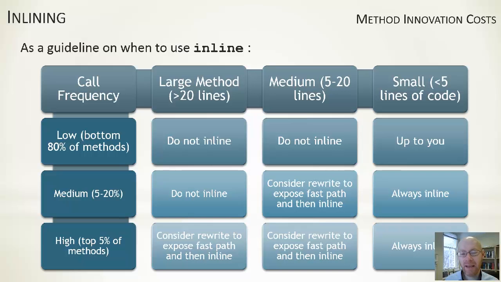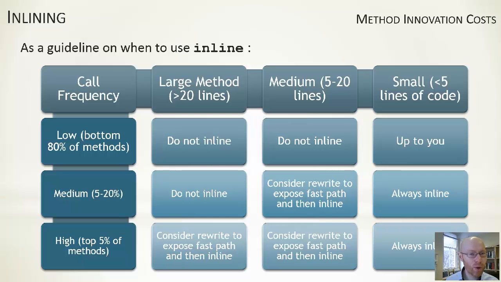So if it's a large method, a large amount of work, and you only call it every once in a while, don't bother with inlining. Medium, don't bother with inlining. If it is a large method and you are calling it very frequently, so you see at the bottom, consider rewriting to expose the fast path and then to inline. This is an indication that if it's a big method and you're calling it frequently, you probably don't want to be pasting in a big method all of those times.